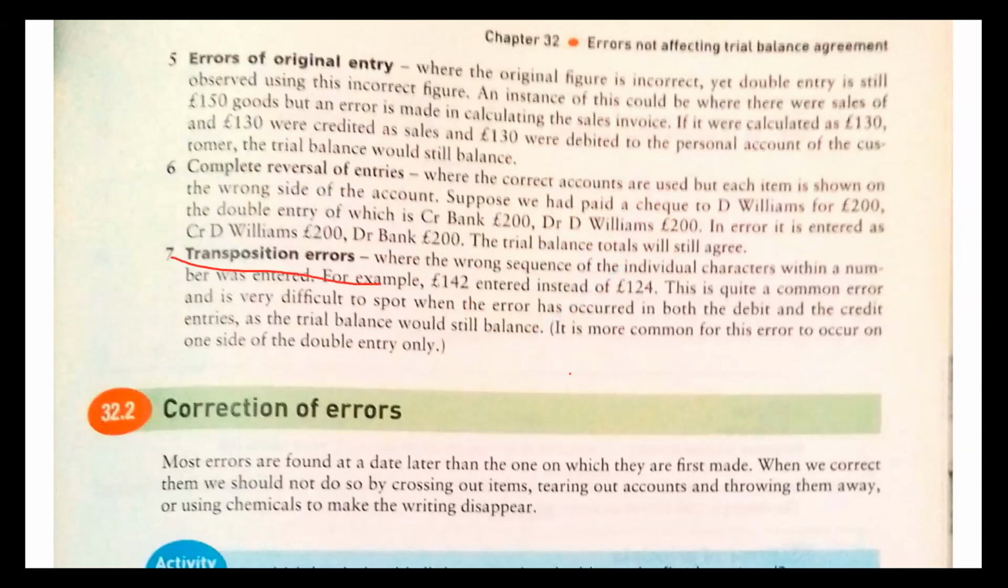Then you enter 124. Basically, the numbers are transposed, right? The numbers are moved. So that type of error is called transposition error. The numbers, if you look at the transposition error, they look similar. So what will happen? The numbers are swapped or moved under the transposition error. It's 124. Trial balance. So you find that the trial balance still balances.